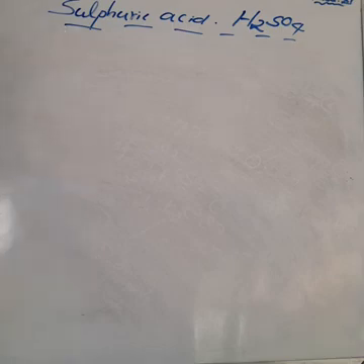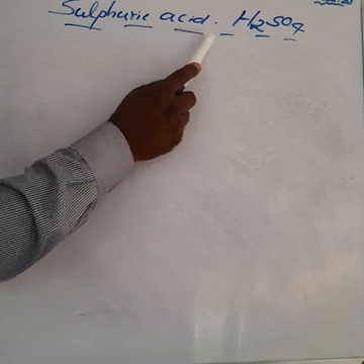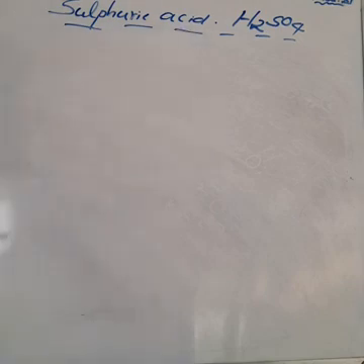Our next lesson is Unit 3, P block element 2, sulfuric acid. Today our learning objective is to learn about sulfuric acid preparation, manufacture, physical properties, and chemical properties. Some of the many reactions about the chemical properties and uses of sulfuric acid, the test for sulfuric acid, and the structure of oxo acids of sulfur. These are the areas you have to discuss.